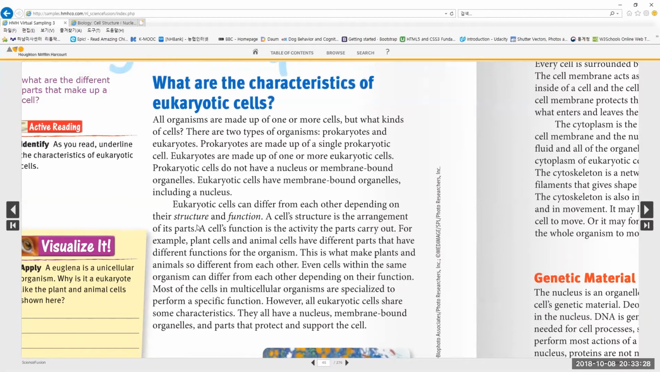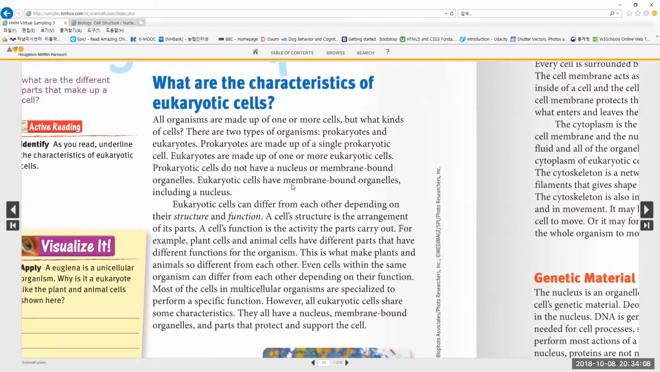Eukaryotic cells can differ from each other depending on their structure and function. A cell structure is the arrangement of its parts. A cell's function is the activity the parts carry out. For example, plant cells and animal cells have different parts that have different functions for the organism. This is what makes plants and animals so different from each other. Even cells within the same organism can differ from each other depending on their function. Most of the cells in multicellular organisms are specialized to perform a specific function.